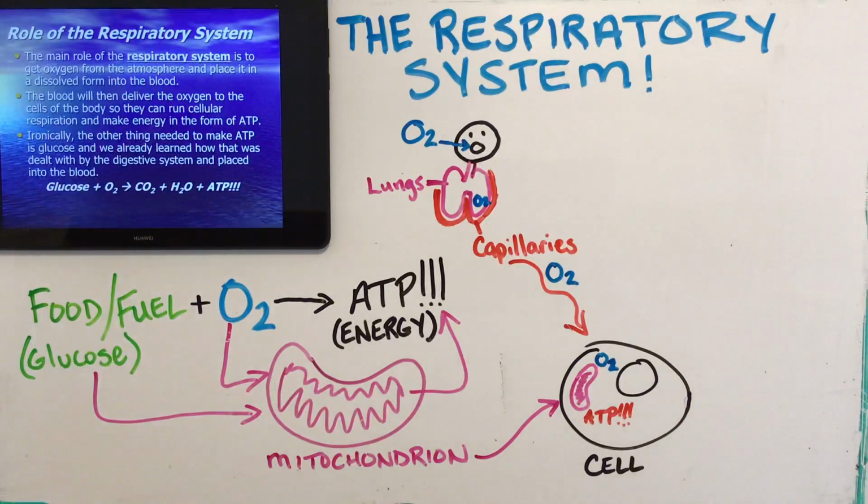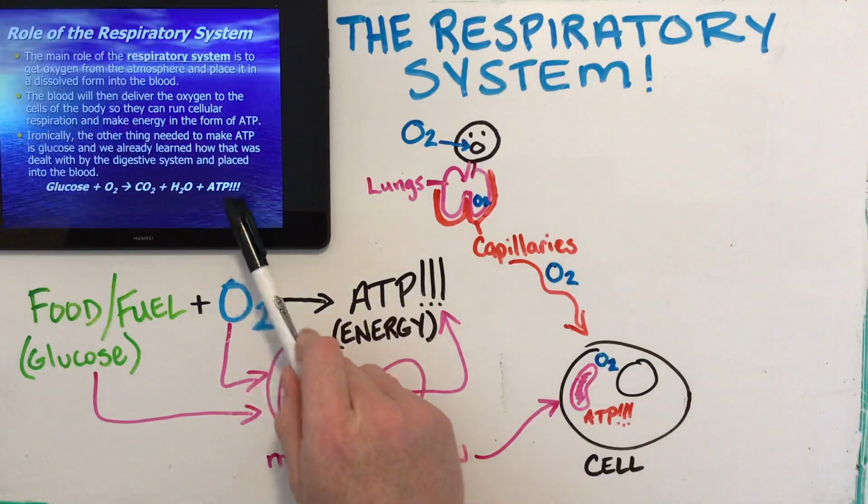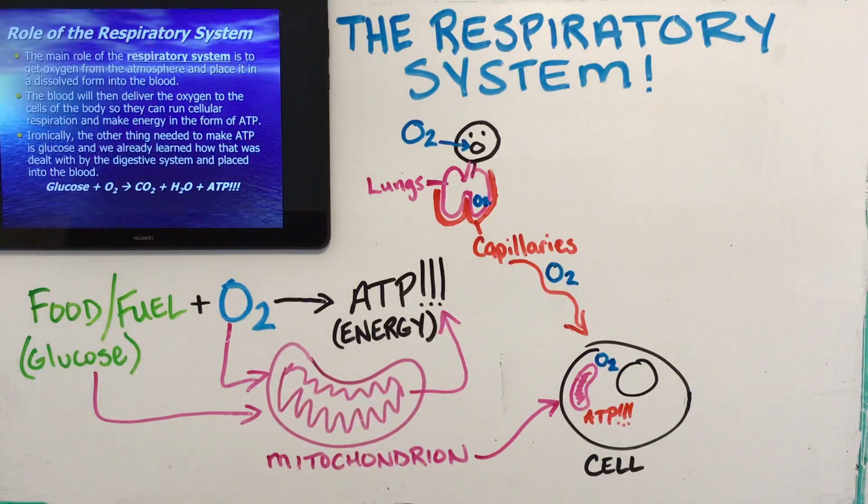And this is kind of like a little chemical equation showing what happens. So the glucose comes in, we combine it with oxygen in the mitochondrion. It gets broken down, the glucose does, into carbon dioxide and water. The water we can use, the carbon dioxide we breathe out. And of course, the ATP, which we really, really need.